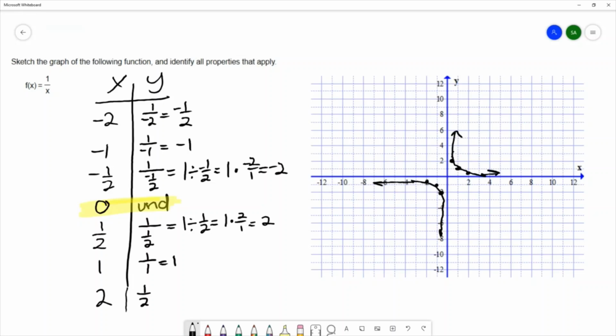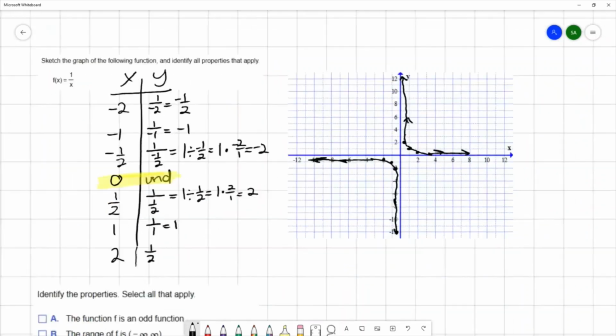Some special features of this function is it has a vertical asymptote and a horizontal asymptote. They both occur at 0, and what that means is that our graph is getting closer and closer to x equals 0. The y approaches infinity and negative infinity. And then here my graph is approaching a y value of 0, getting closer and closer without ever reaching it. So this is the graph of the rational function.